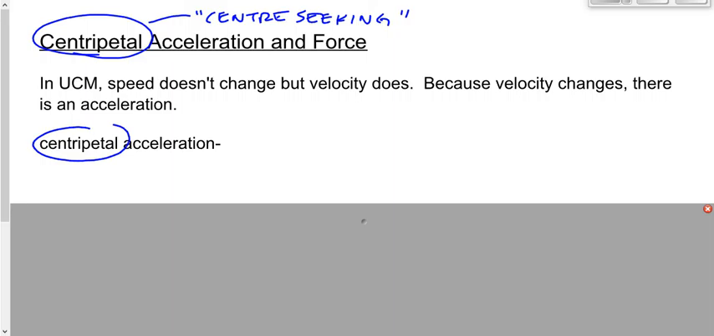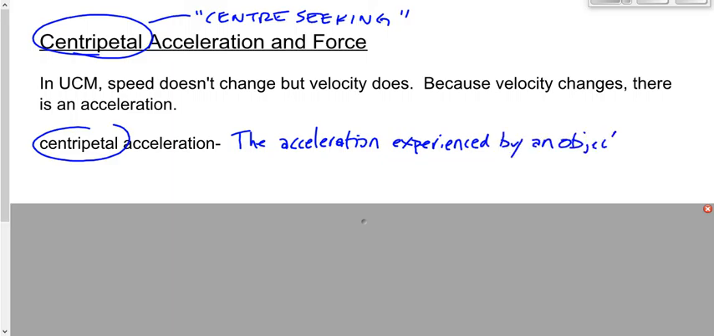The centripetal acceleration is the acceleration experienced by an object as the object moves in a circle. Where's the whole significance of the center seeking? Well, centripetal acceleration is directed toward the center of the circle.